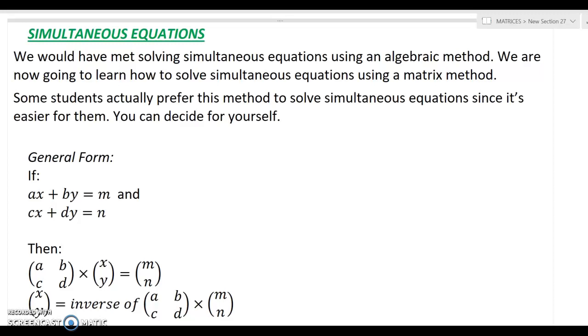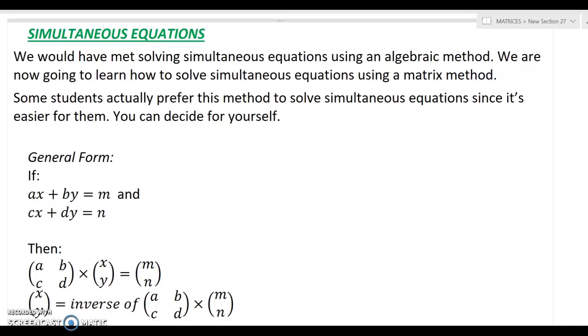Hi everyone, in this video we will be looking at solving simultaneous equations using the matrix method. Now we would have met solving simultaneous equations using the algebraic method back when we did algebra, and I know it was pretty difficult for many persons, and some students actually preferred the matrix method compared to the algebraic method. You could decide for yourself at the end, right?